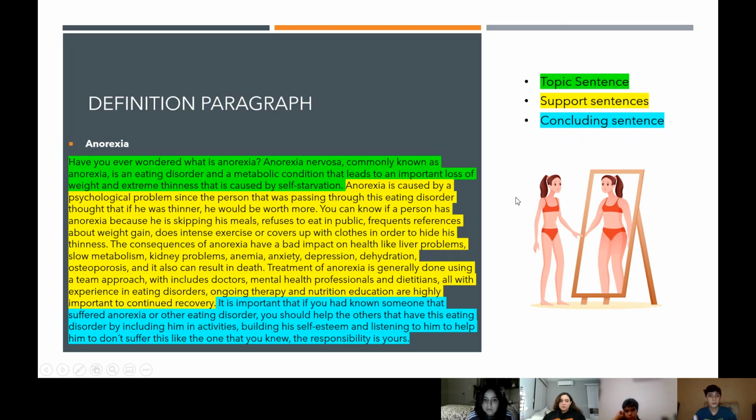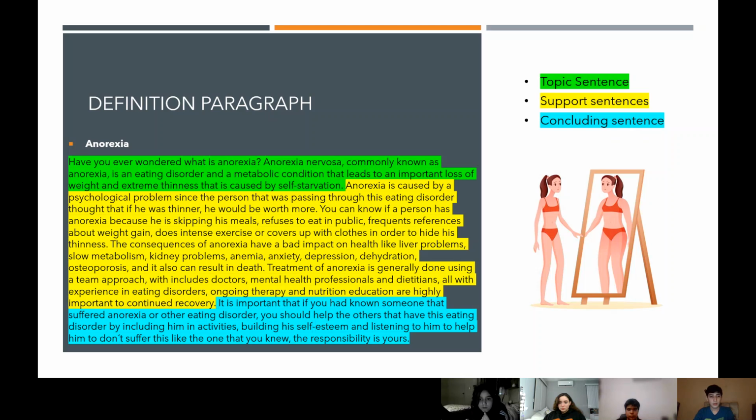The last topic that we're going to see is that we wrote a definition paragraph with all the structures that we saw in this presentation, such as adjectives, possessive adjectives, possessive pronouns, all the things that we saw. And I'm going to start reading. Anorexia. Have you ever wondered what is anorexia? Anorexia nervosa, commonly known as anorexia, is an eating disorder and metabolic condition that led to an important loss of weight and extreme thinness that is caused by self-starvation.